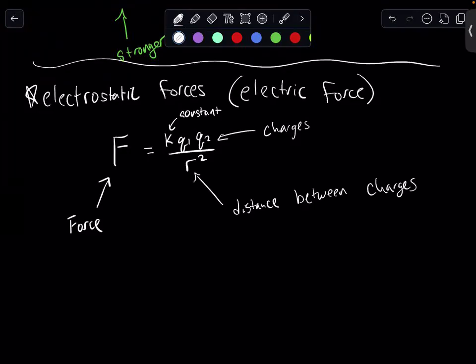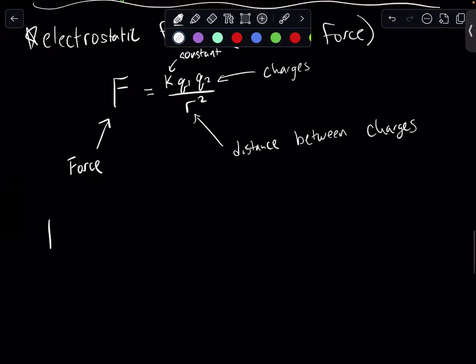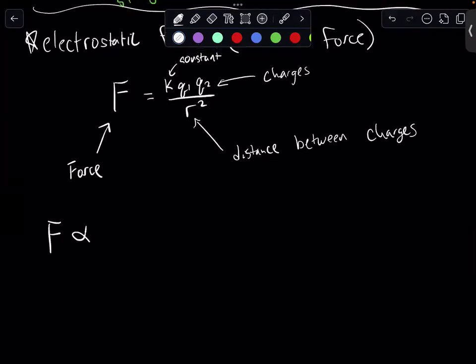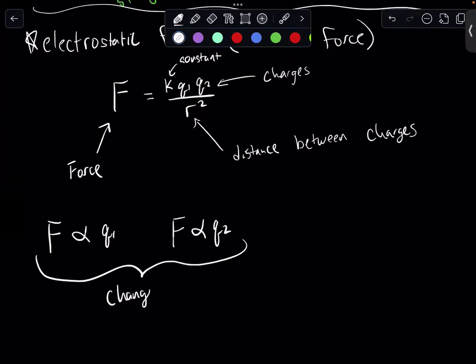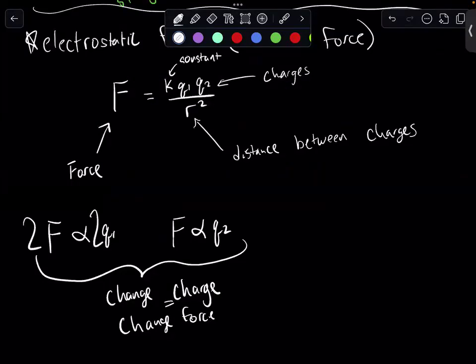So we can see what things actually change the force. Force is proportional to Q1. Force is also proportional to Q2. So if we change the charge, we change the force. It's simple as that. We multiply a charge by 2, the force gets multiplied by 2. It's pretty straightforward. They're directly proportional.